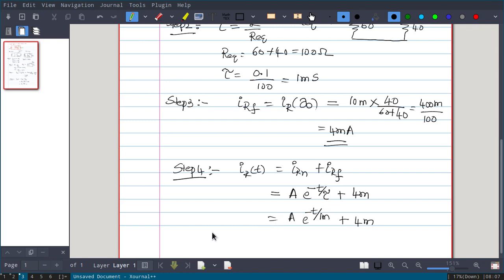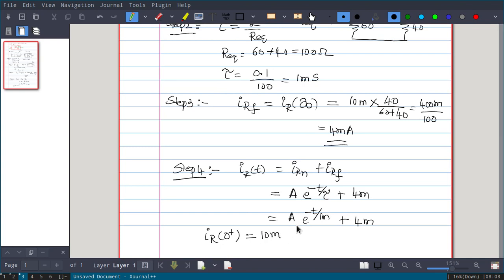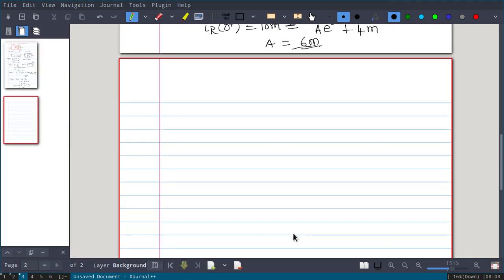Now we have to find this constant A. For that we need the initial condition, IR of 0 plus. If you are calculating for the inductance, you need IL of 0 plus, but here we are calculating the current passing through the resistance, so we need IR of 0 plus, which we calculated before, that is 10 milliampere. Substituting t equal to 0, it equals A plus 4m. Since e power 0 is 1, A is 10 minus 4, that is 6m. So A equals 6m.